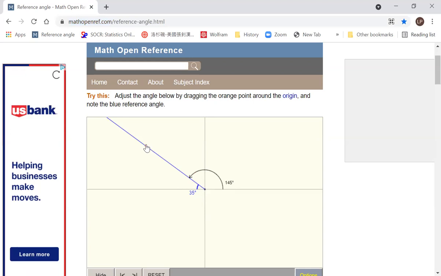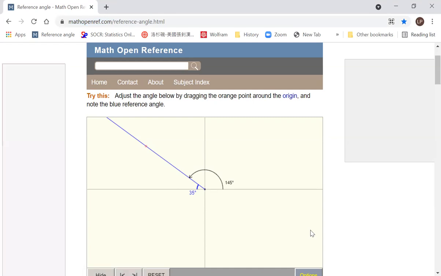You see this angle, 145 degrees? What is the reference angle? The reference angle is between the terminal and the x-axis. It's 35 degrees. According to this definition, do we have another one that we can call a reference angle? Do you think we can have another reference angle? 445 degrees?